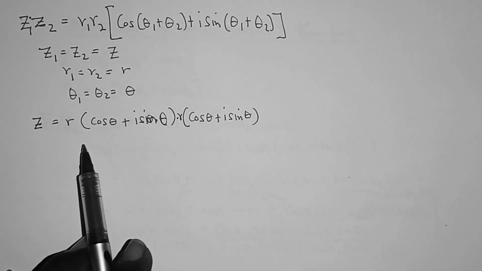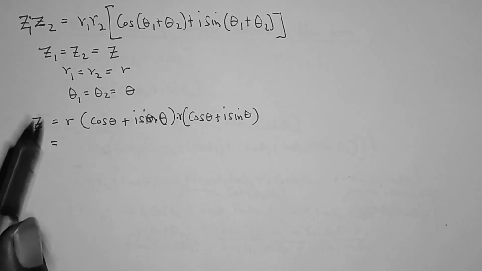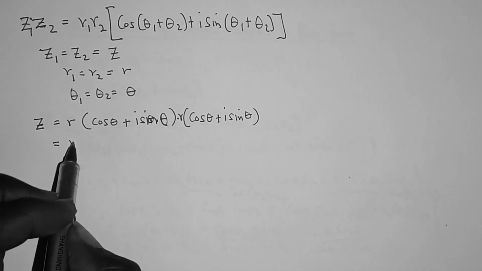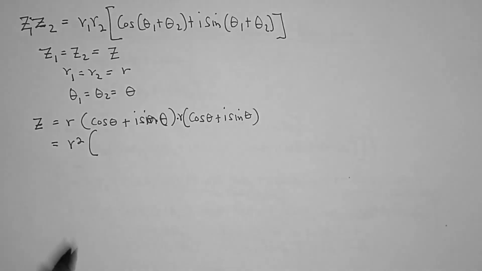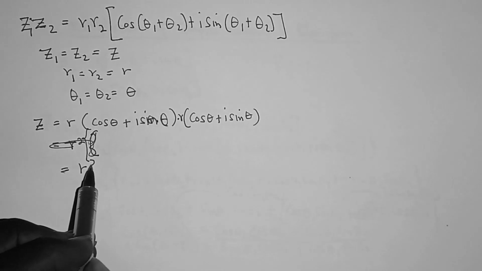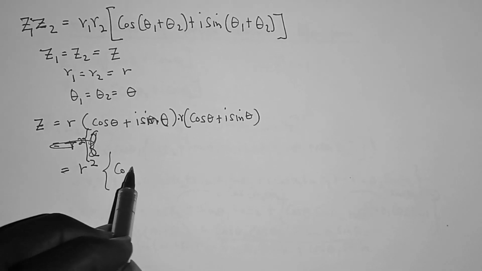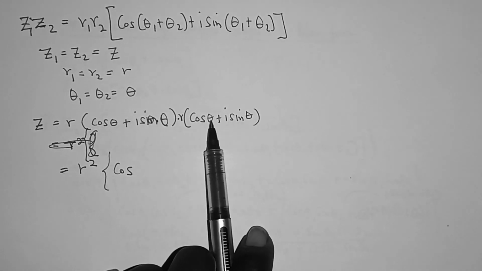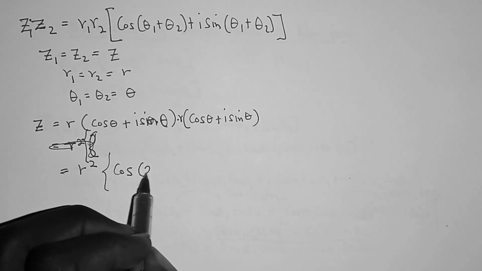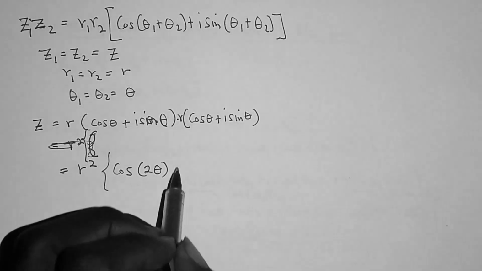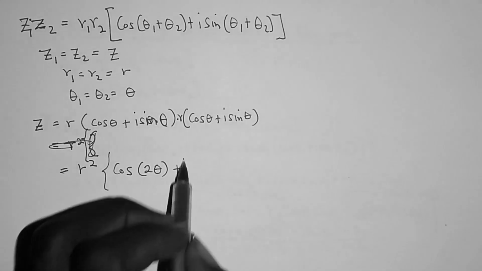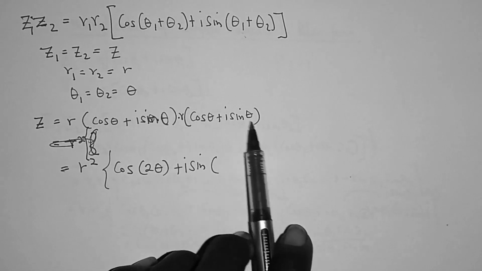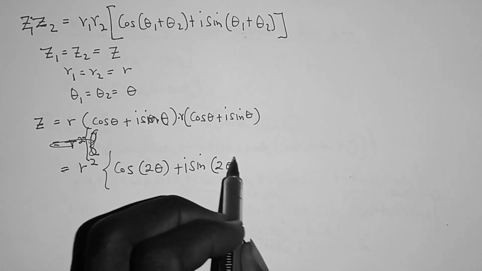What is the result of this? So you see that this is equal to R1 R2, which is going to be R times R, which will give us R squared. Then cos theta 1 plus theta 2. In this case, it's going to be theta plus theta, which is going to give us 2 theta. Then plus i sine into bracket theta 1 plus theta 2. And this is theta plus theta, which is also going to give us 2 theta.